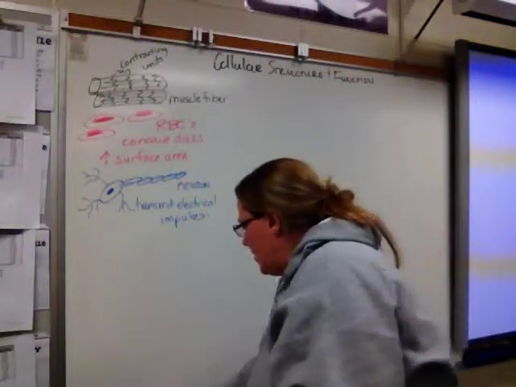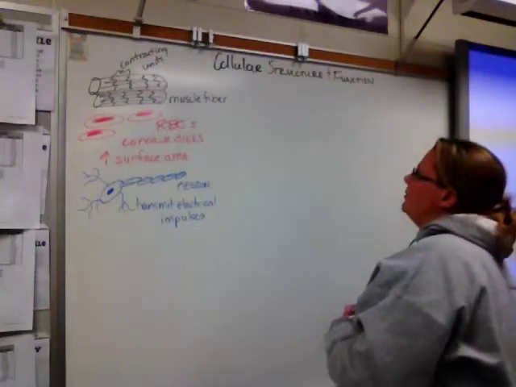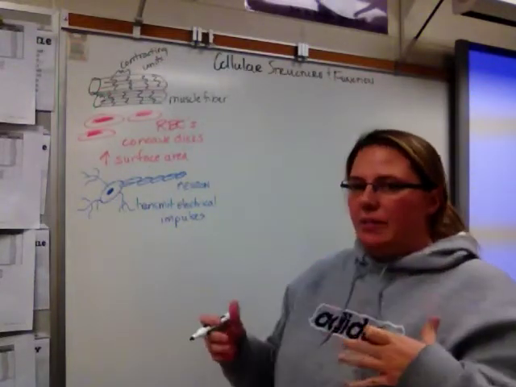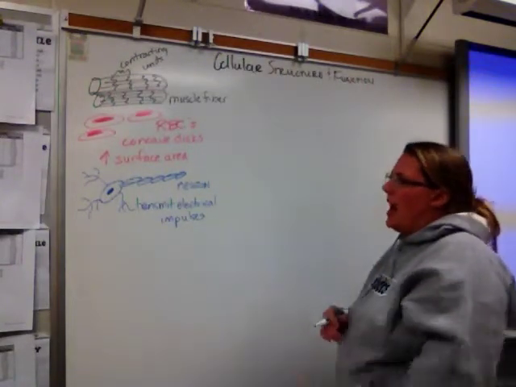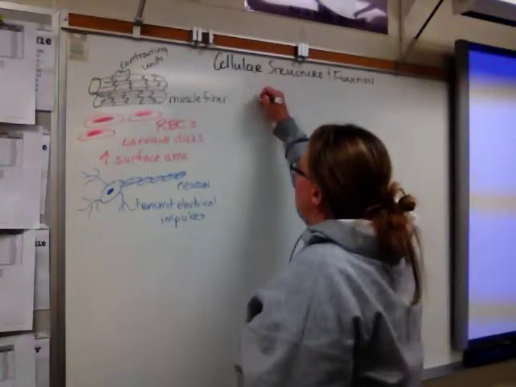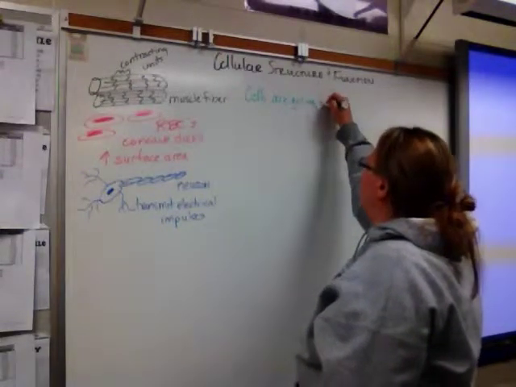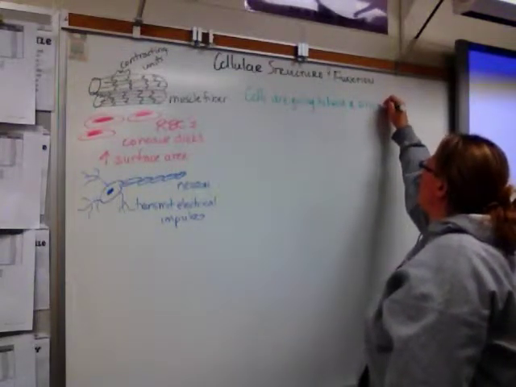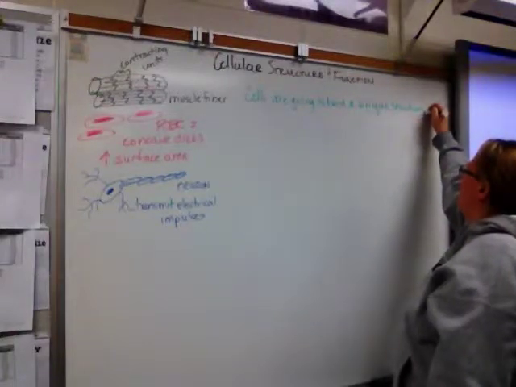There were 3 scientists involved in developing that cell theory, and each of them were looking at different types of cells. So we had one guy, Schwann, was looking at animal cells, Schleiden was looking at plant cells, and Virchow was looking at bacteria cells. And what they all came up with, besides the cell theory, is that cells are going to have a unique structure, depending on their function.